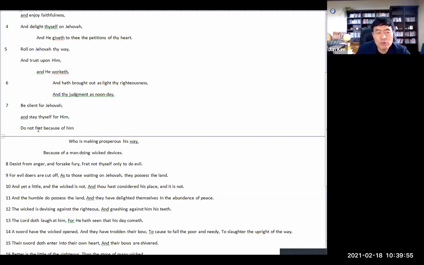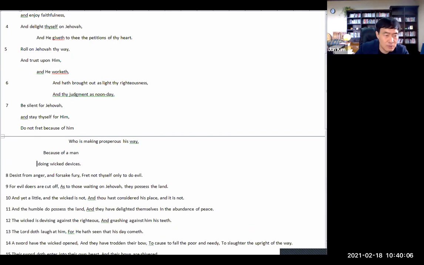So "do not fret" is still modified by this phrase again, because of a man doing wicked devices. I think it makes sense. So then you can do this like this. I think this one makes better sense. Amos, you did a good job. I think I like it.